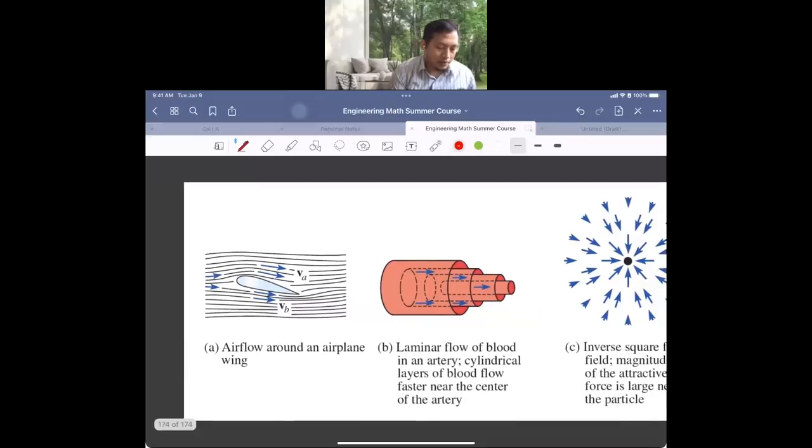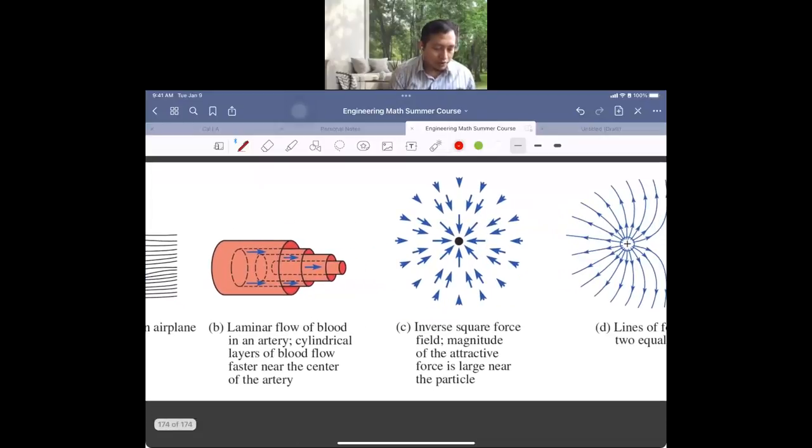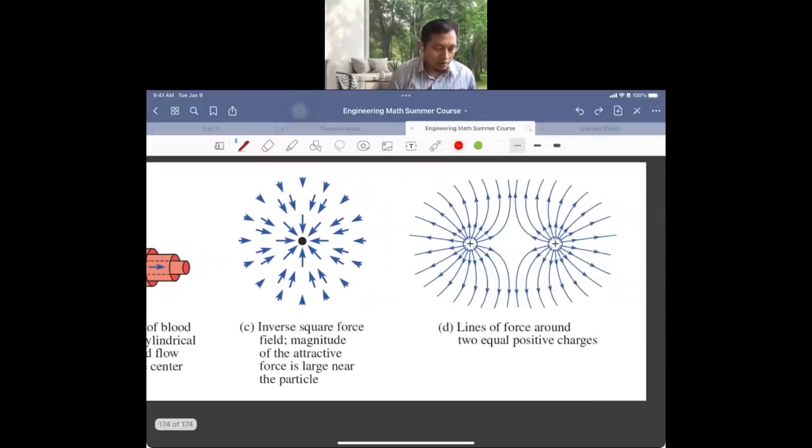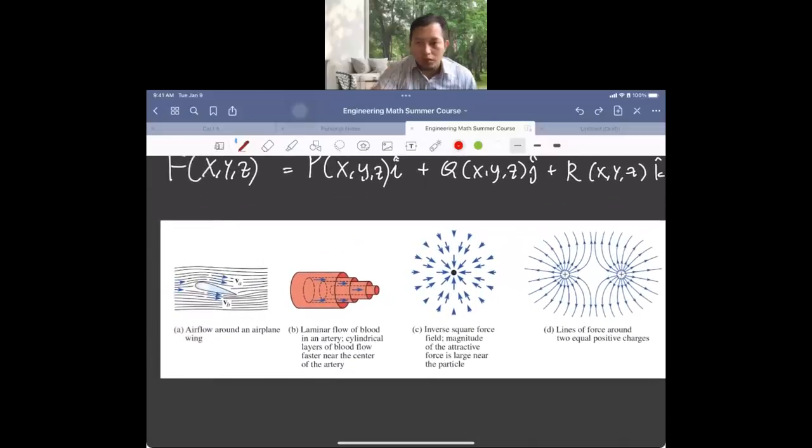If you have the artery here, like the flow of blood, and we have the force field here, it's going to go into one point here. And we have the positive charge. Okay, we have 2 positive charges. The vector field is the force going out. This is just an example of how we can represent vector fields in physics.